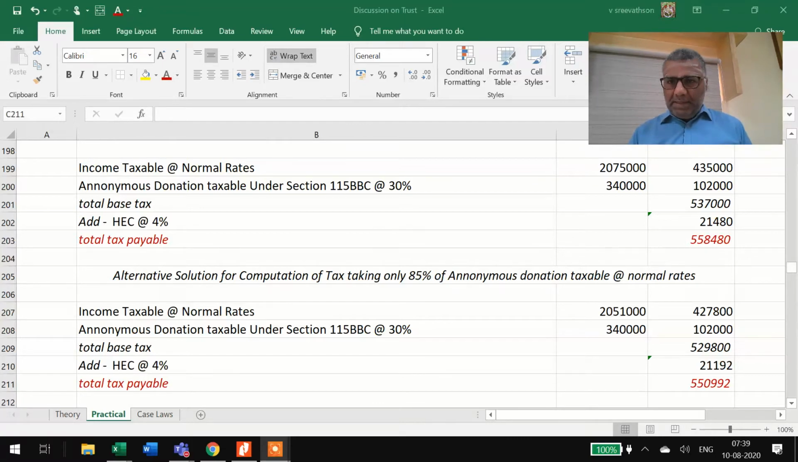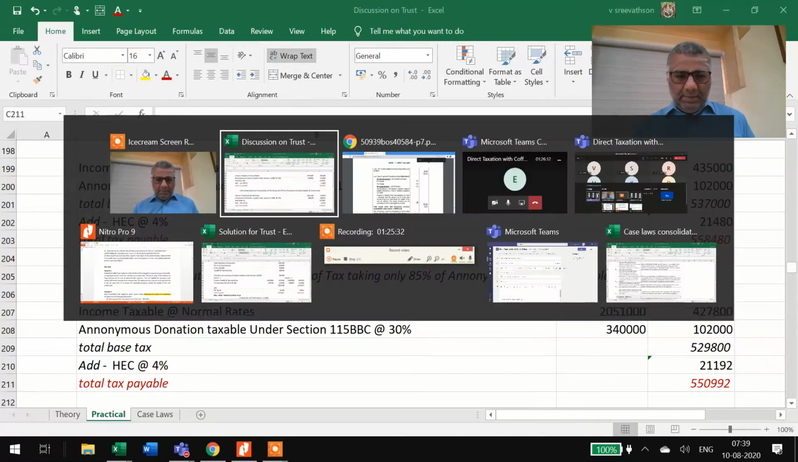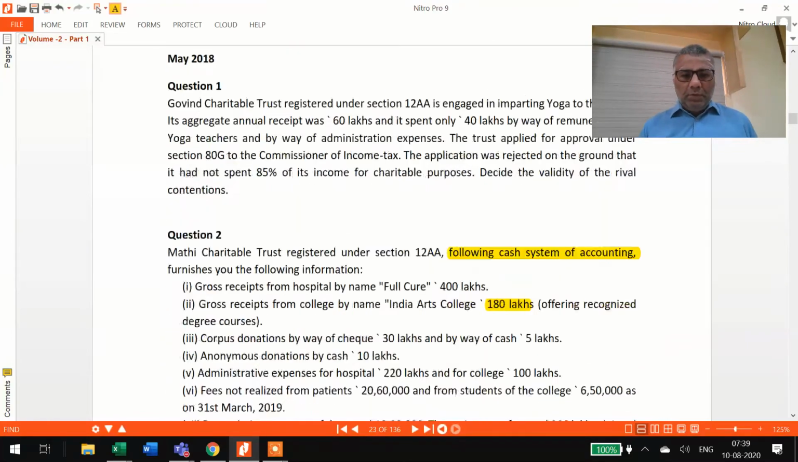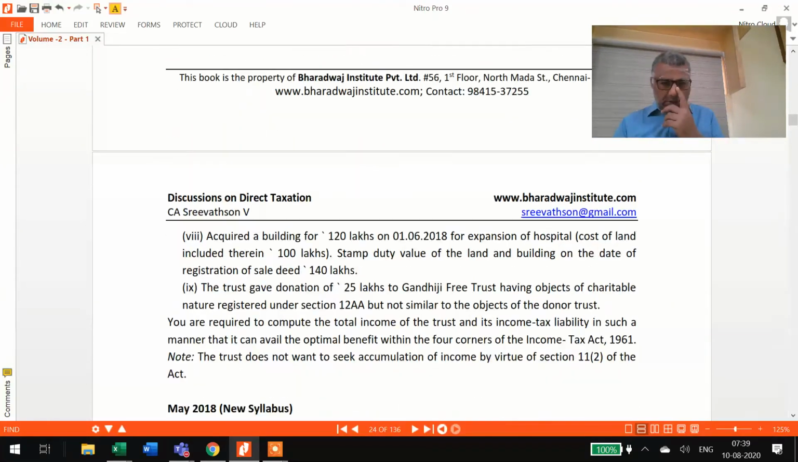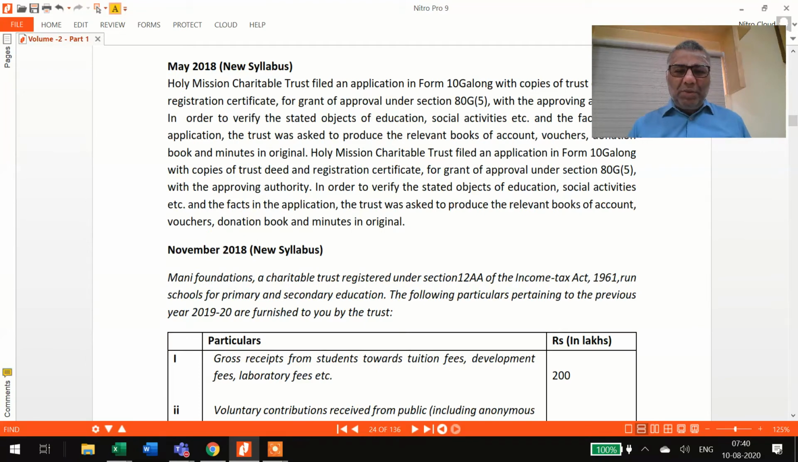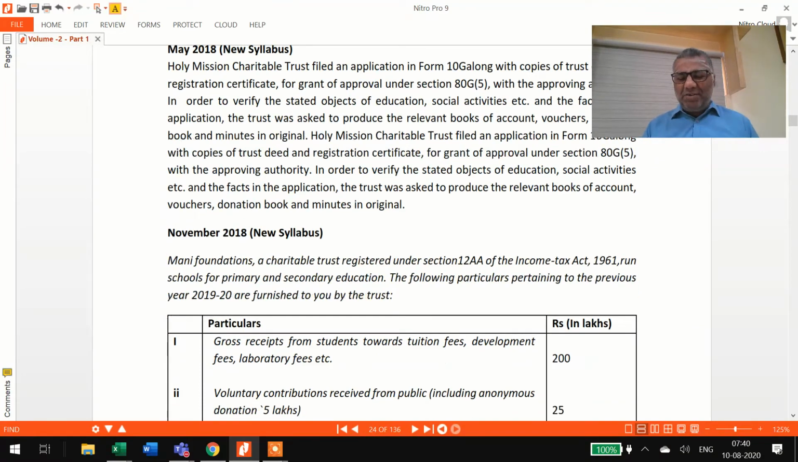I'll paste that answer here later. So the uniqueness of that question is the way they asked that it is a cash basis of accounting.